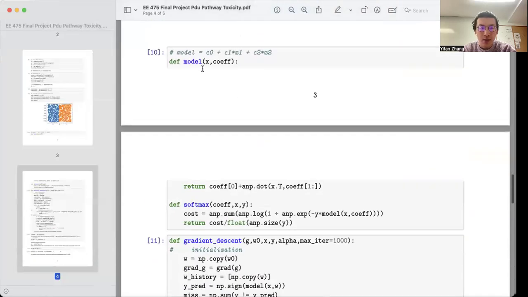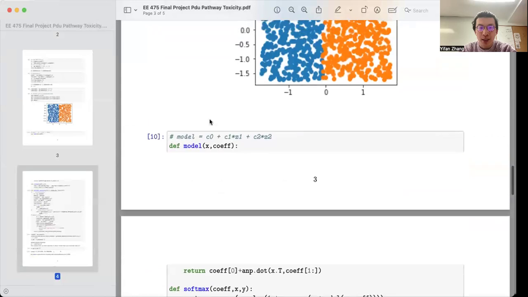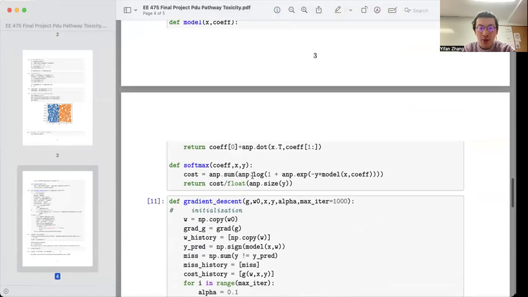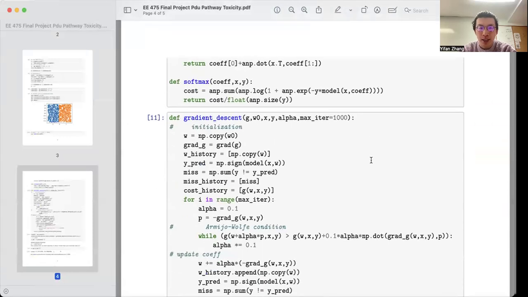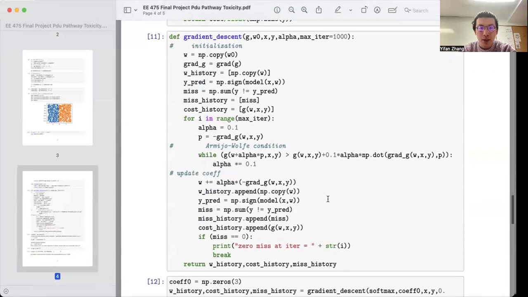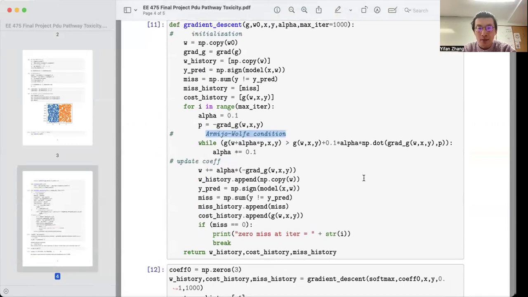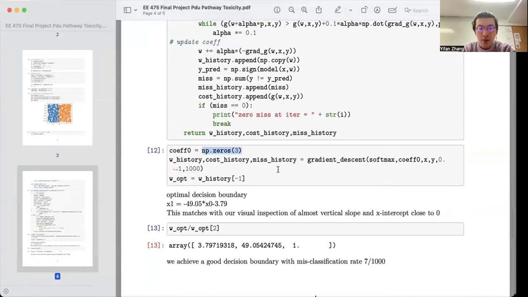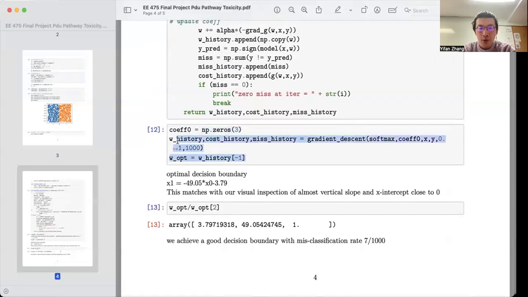So we define our model. It should be a linear model. We want to see a vertical boundary. And then we use the softmax for the nonlinear activation. And then for the gradient descent, we also use the Wolfe condition to make sure it's a descent direction. And then we initialize the coefficients and run gradient descent for 1,000 iterations with 0.1 as the learning rate.